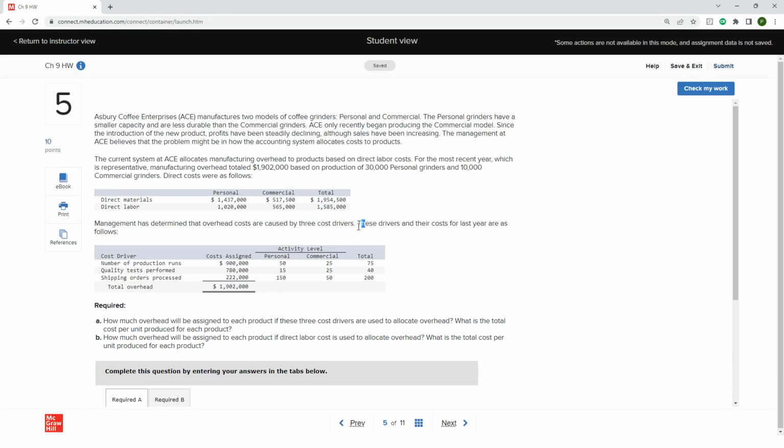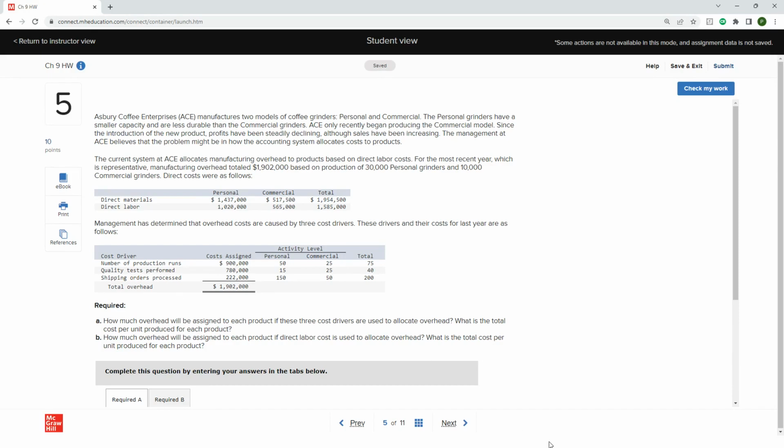$900,000 of that can be allocated based on production runs. $780,000 can be allocated based on quality tests, and then $222,000 can be allocated based on shipping orders processed. So those 3 numbers still total the $1.902 million, but they're allocated a little bit more precisely. And so what we need to do is calculate the rates of allocation.